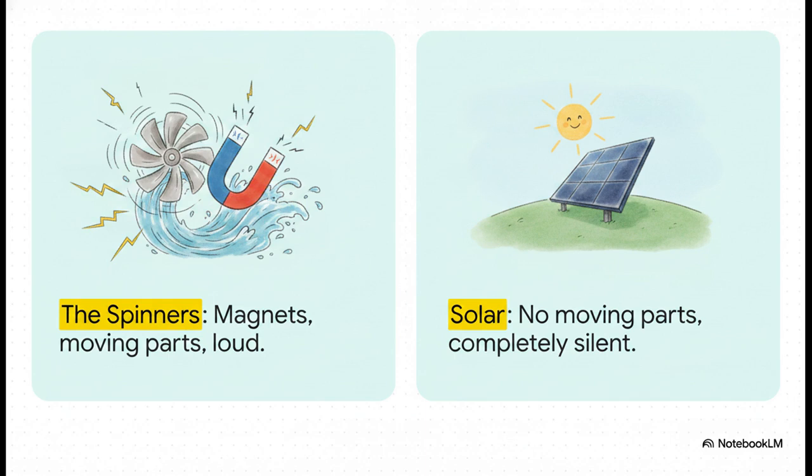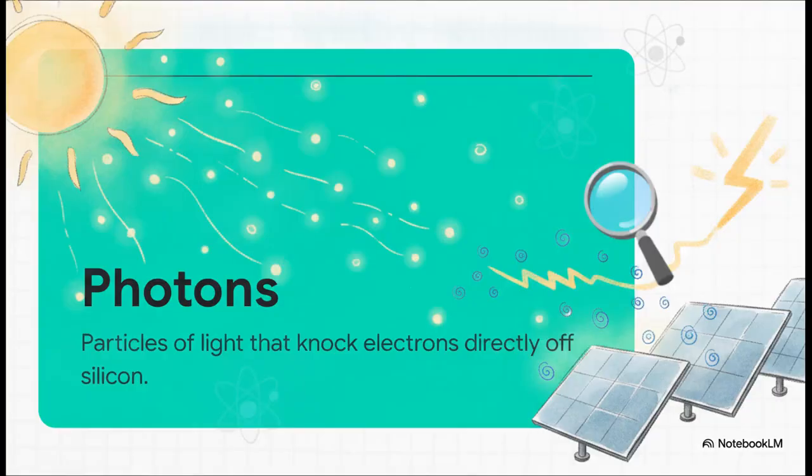It is perfectly still. It has absolutely zero moving parts, and it is completely silent. So how on earth does it make electricity if it doesn't spin a magnet? It all comes down to photons, which are these tiny invisible particles of light. Here is exactly what happens.